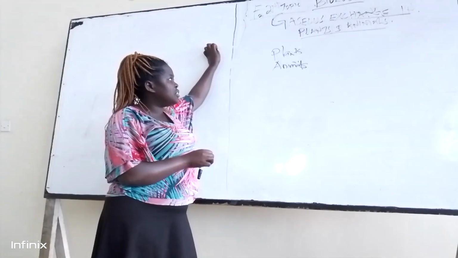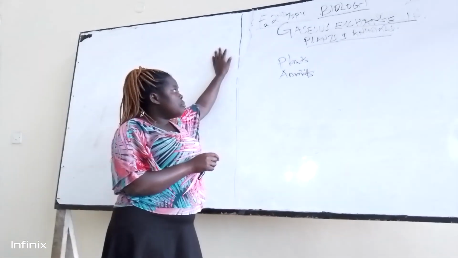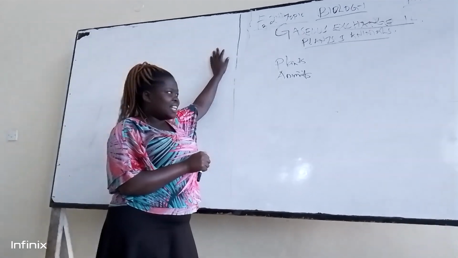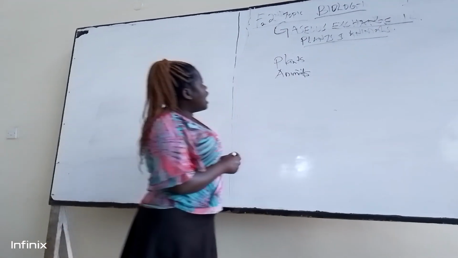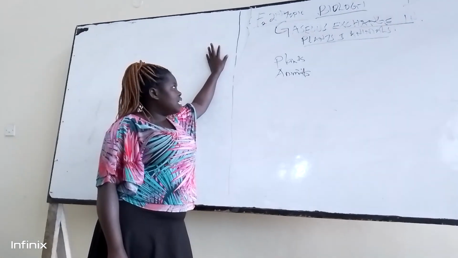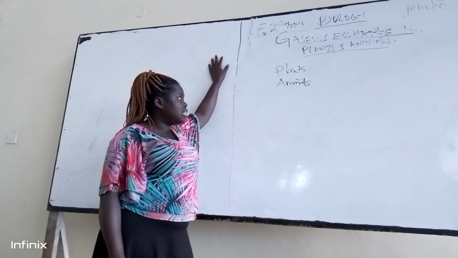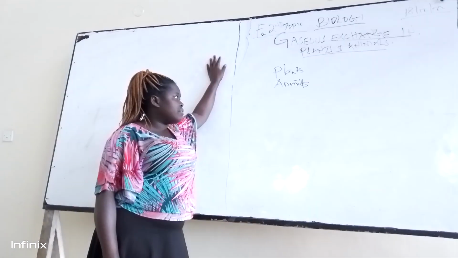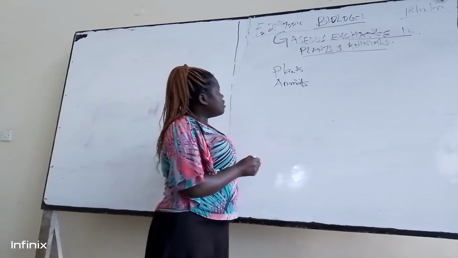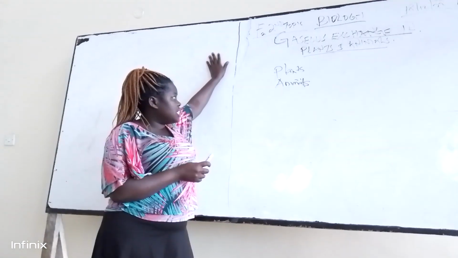Today we tackle gaseous exchange in plants and animals. That is the second topic, Form 2 Biology, and it's very, very examinable. So come with me. I'm going to start by defining gaseous exchange. Gaseous exchange is just the exchange of gases, that is CO2 and oxygen, across the respiratory surfaces.